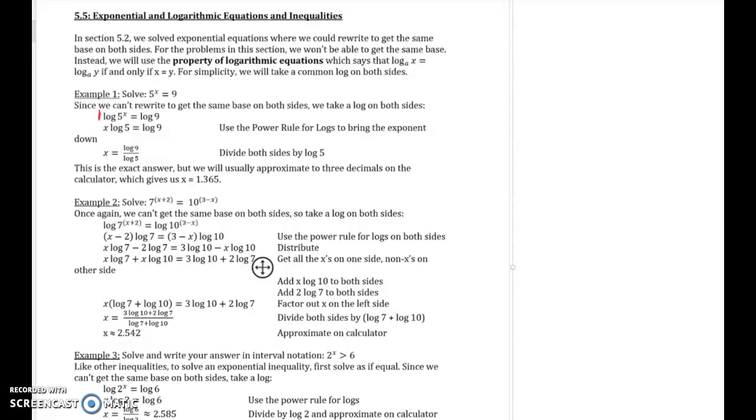In example number 1, you can see that we are trying to solve 5 to the x equals 9, and usually what we try to do is transform 5 and 9 to be able to have both sides of the equation with the same base. But with 5 and 9 it's not possible. Therefore we are going to use the log, and we are going to take the log of the left side and take the log of the right side.